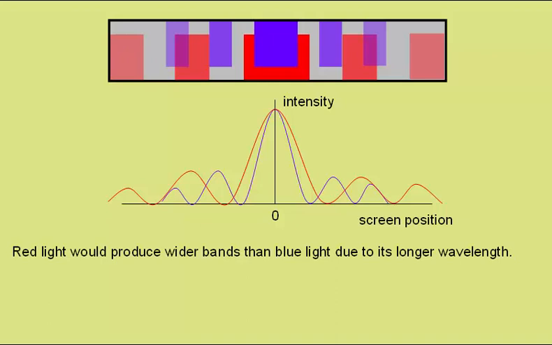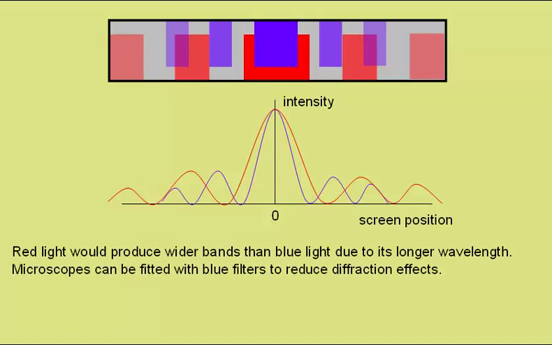So we see the red light would produce wider bands than the blue light due to its longer wavelength. Microscopes can be fitted with blue filters to reduce the diffraction effects they would get from the longer wavelength light.